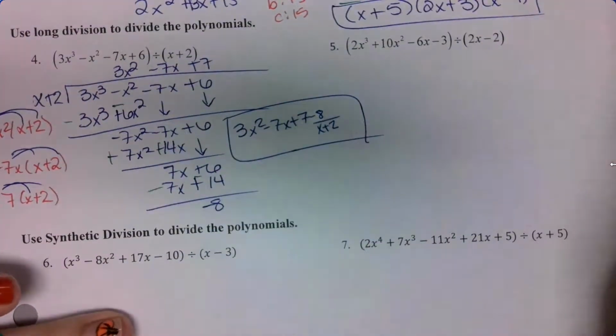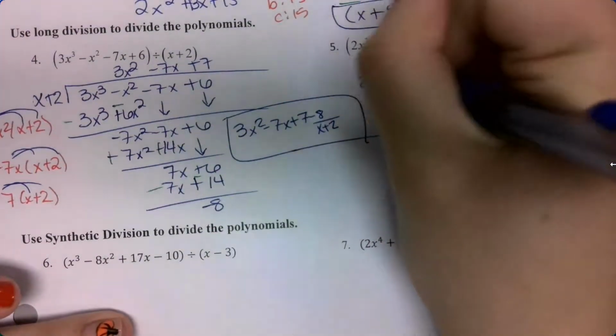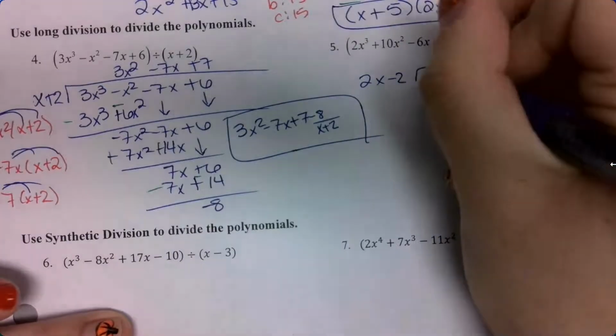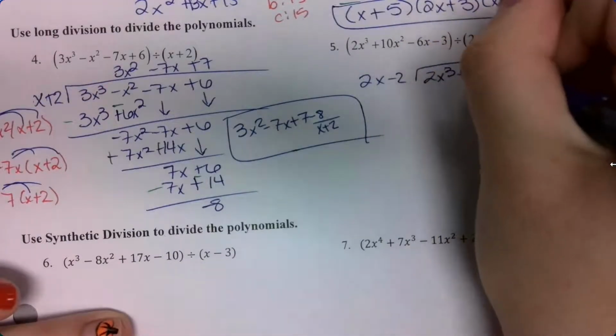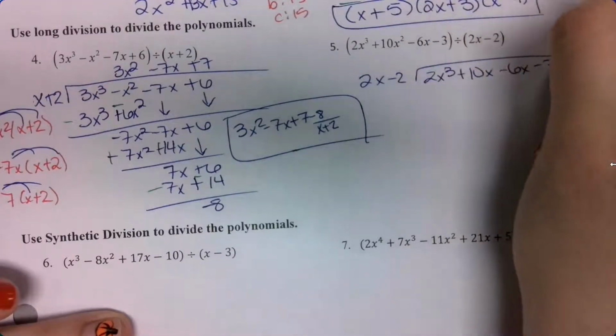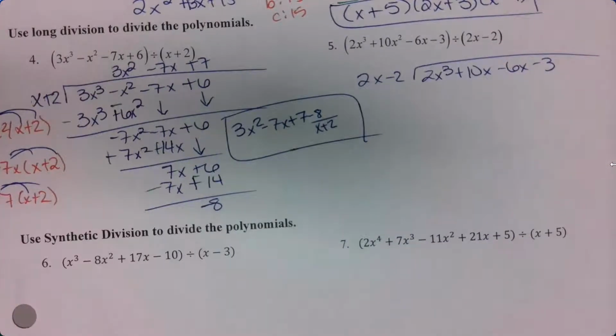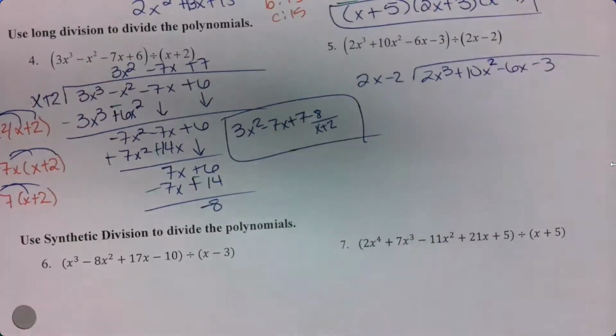So same thing for my next one. I am dividing by 2x minus 2. I'm going into 2x cubed plus 10x squared minus 6x minus 3. There's nothing that's missing. Oh, this is a squared. All of my exponent terms are there. So then I want to get started.